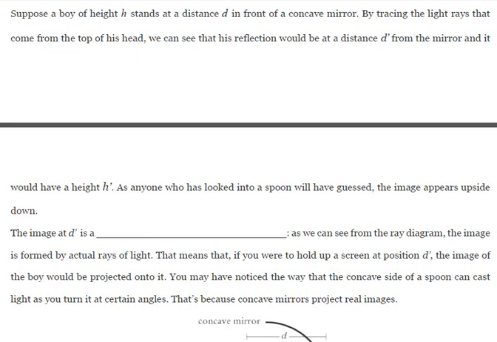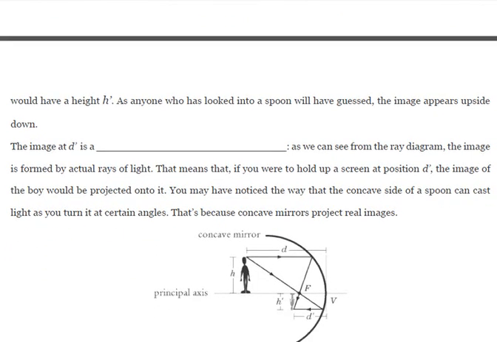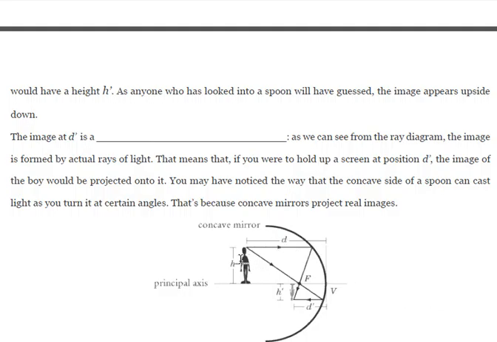So let's scroll down a little bit and look at that. So we have the boy, height h. We have him standing a distance d away from a mirror. So you can see how d is measured from the boy all the way over to the vertex. So it's not just the closest point of the mirror, we're going to measure it from the vertex of the mirror.